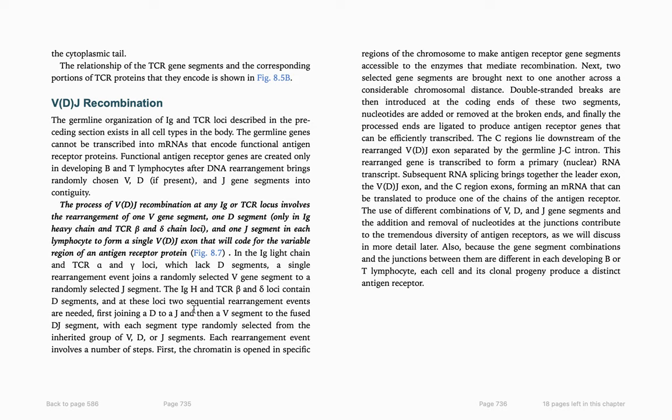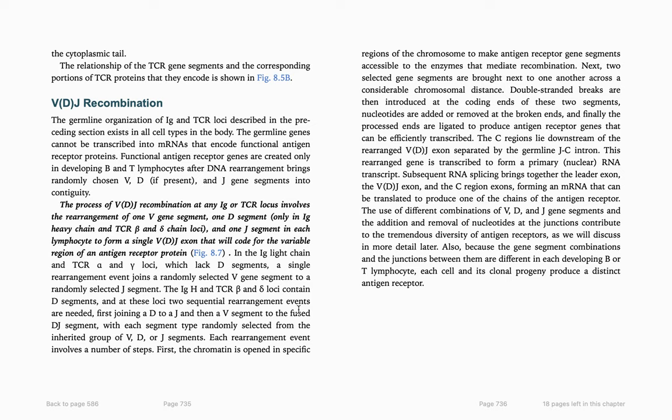The IG heavy chain and T cell receptor beta and delta loci contain D segments, and at these loci two sequential rearrangement events are needed. First, joining a D to J, and then a V segment to be fused with the DJ segment, with each segment type randomly selected from the inherited group of V, D, and J segments.